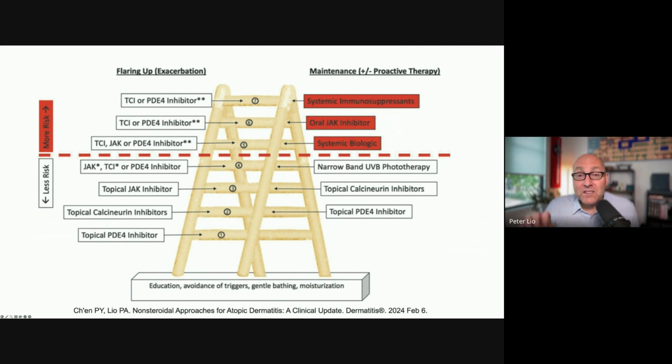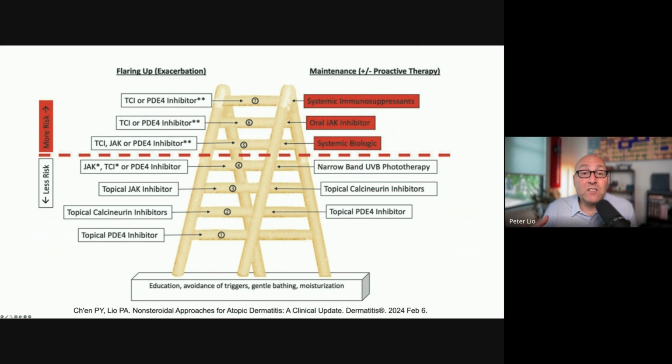And again, on the base, you can see the foundation of this is good education, avoiding known triggers, gentle bathing, good moisturization. So all the simple, safe stuff, right? If that's enough, you don't have to go any higher. But then I kind of rank them, and this, I will admit, is very much subjective, right? So I put like a disclaimer. This is our interpretation of thinking about it, and we totally admit there's not any specific guideline that says one is more dangerous than the other, but we kind of rank them into sort of real and perceived safety.